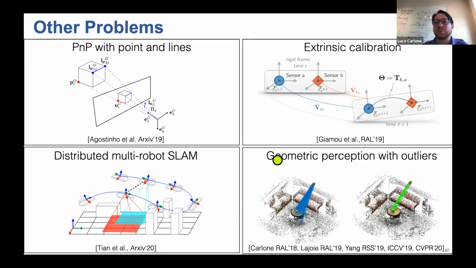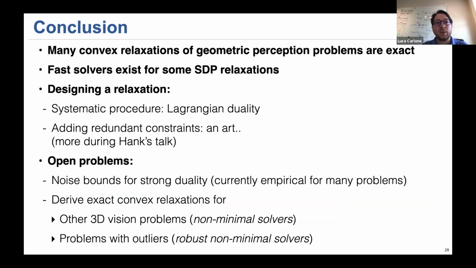I will not talk too much about this because it's essentially the topic of the next two talks. So we'll conclude here, and the bottom line of this talk is that for many problems, convex relaxations of geometric perception problems are exact. If you get lucky, you can get even fast solvers for these relaxations.